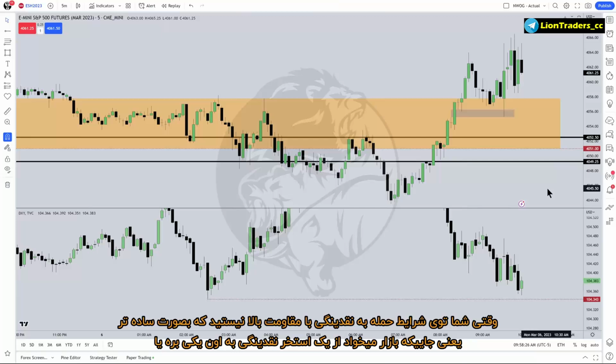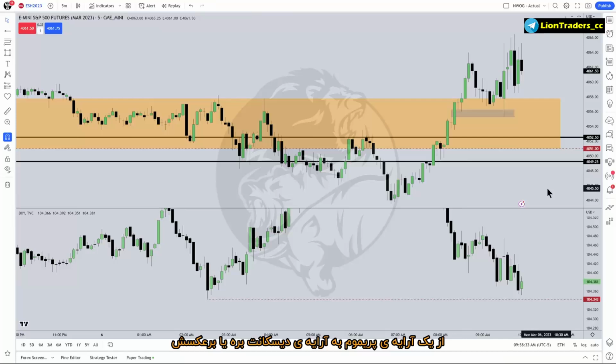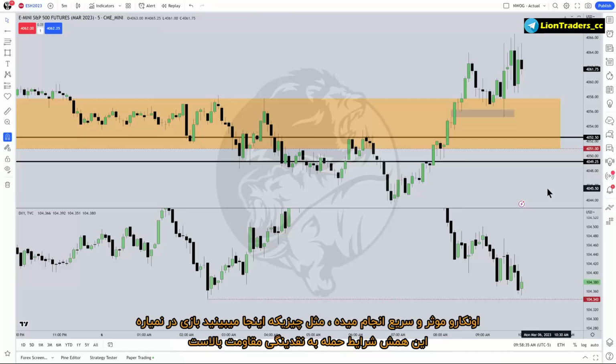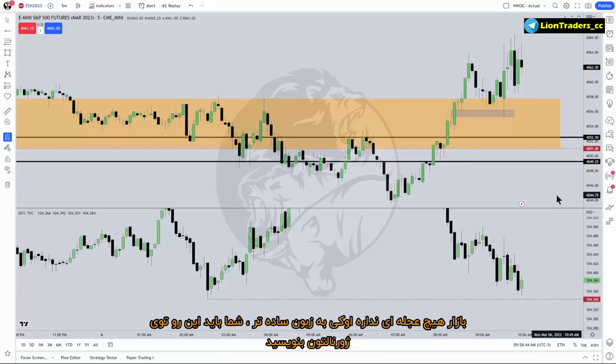the market just quickly wants to run from one pool of liquidity to the next, or one premium array to the discount array opposing it. And it does it efficiently, it does it quickly, it doesn't mess around. Like what you're seeing here, this is all high resistance liquidity conditions. The market is in no hurry, okay?